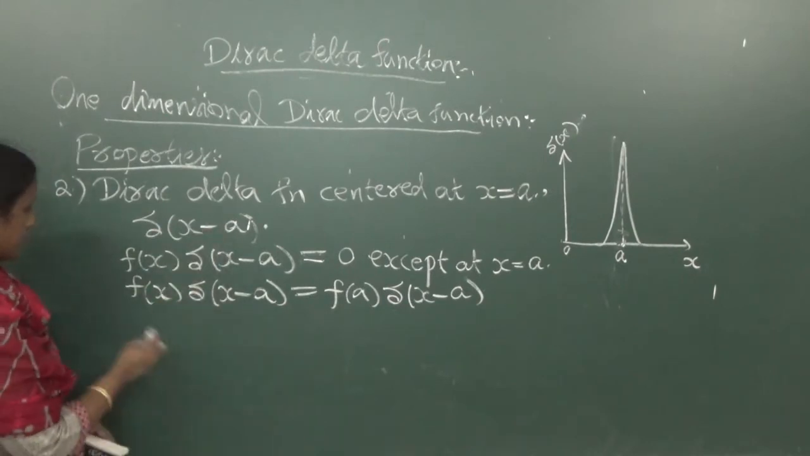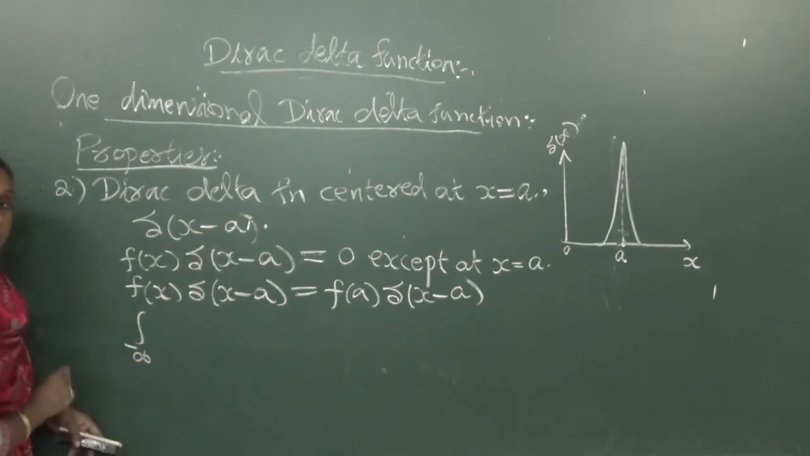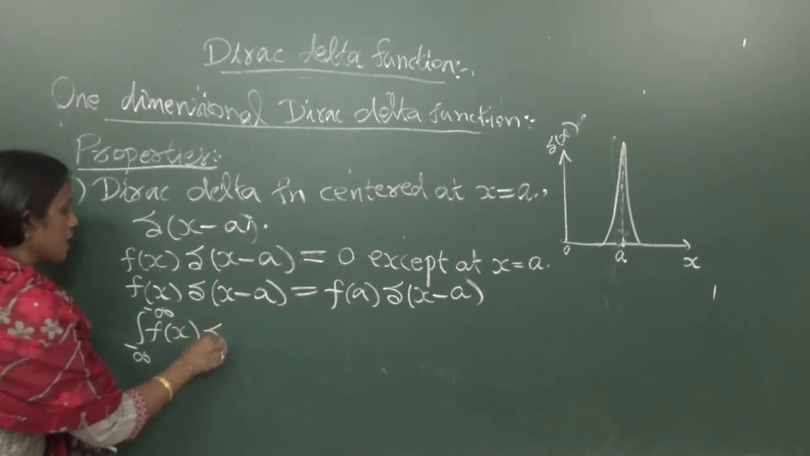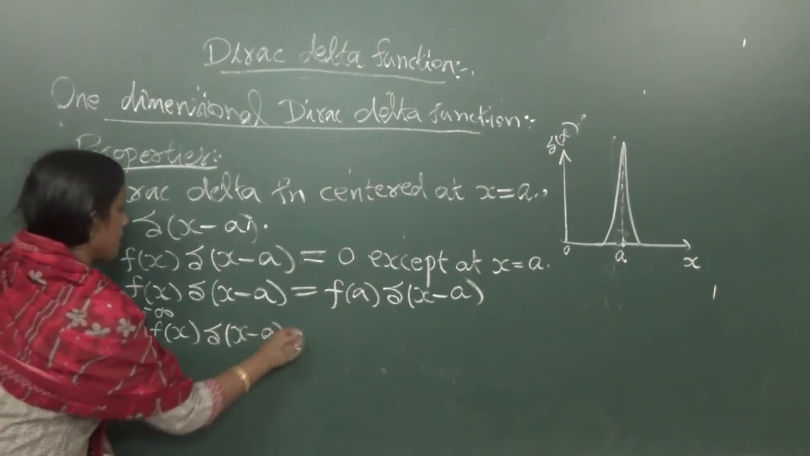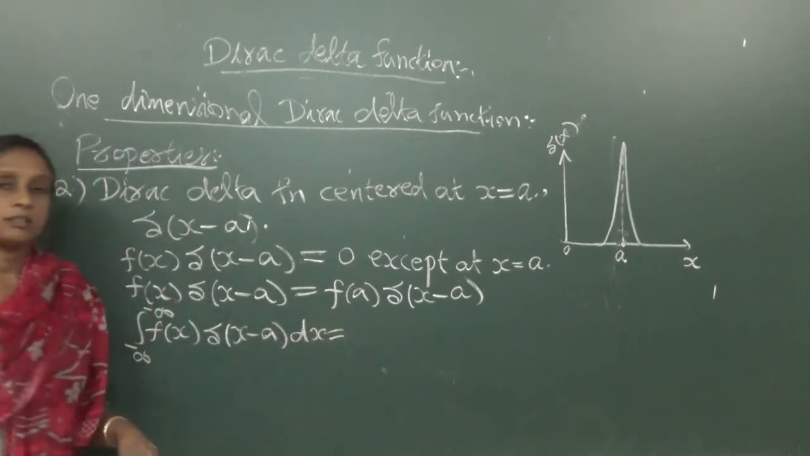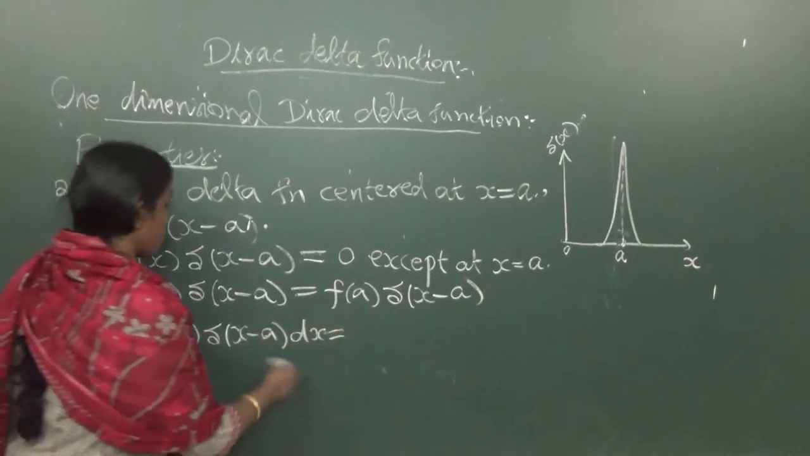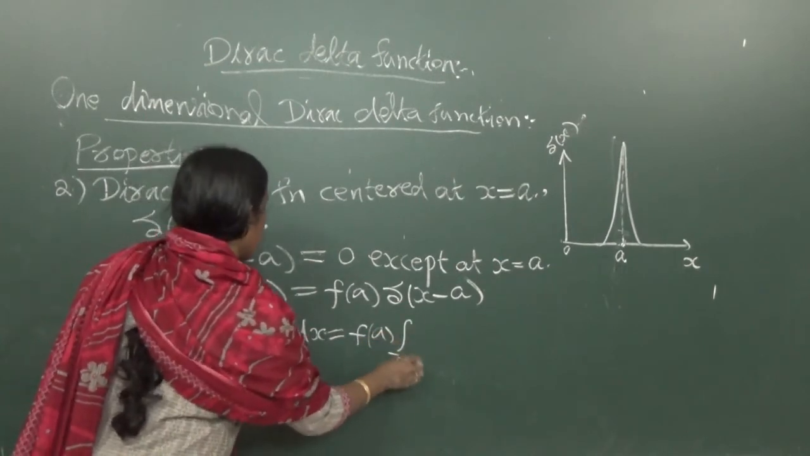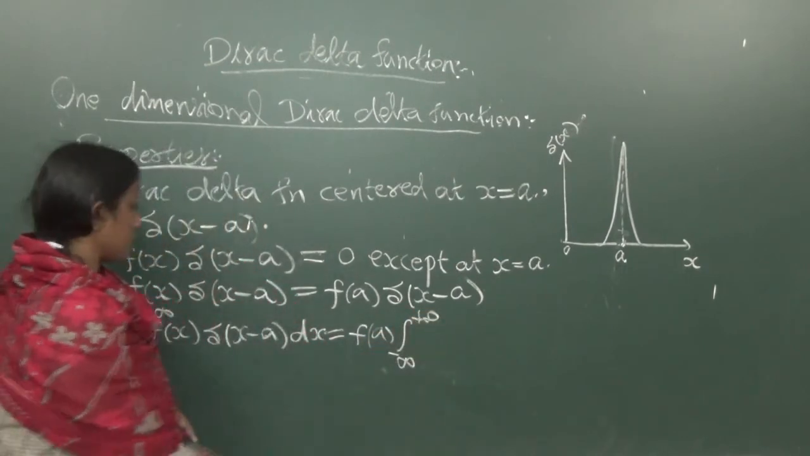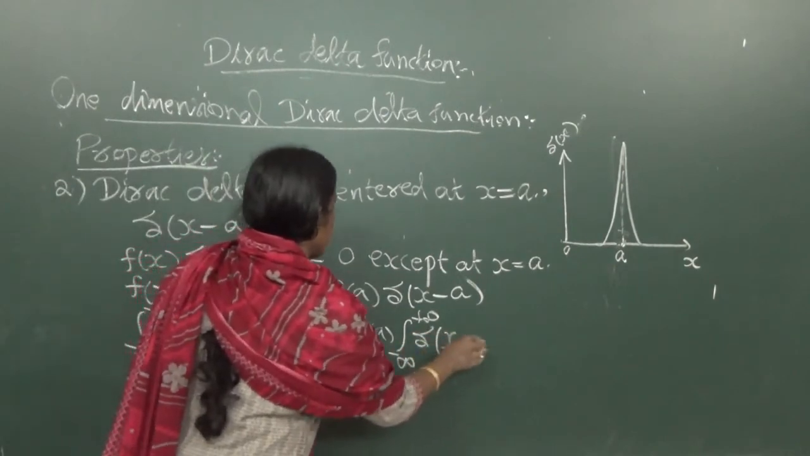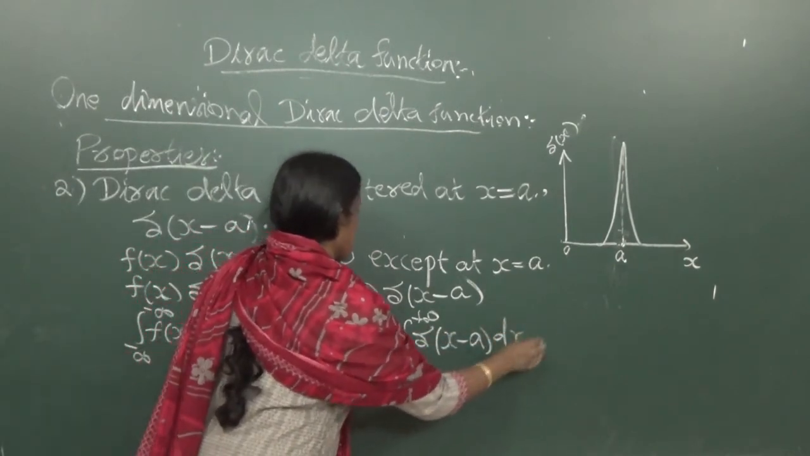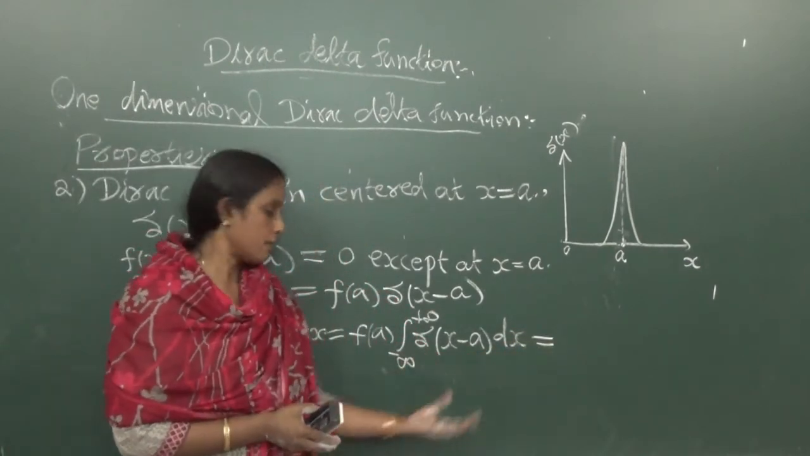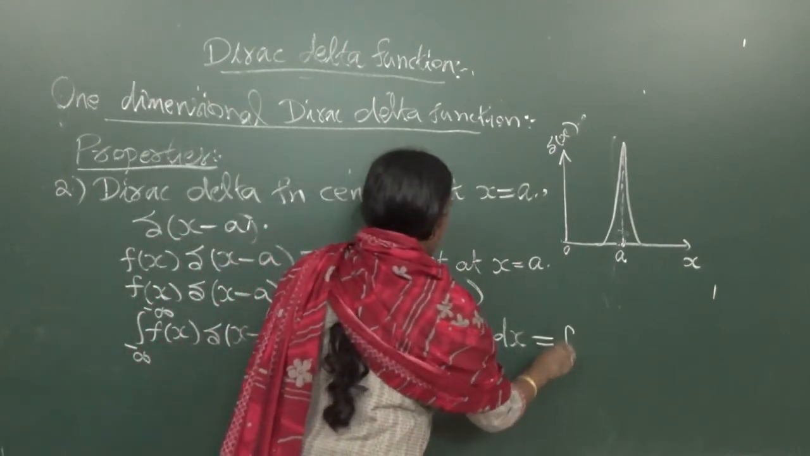Now you can integrate this just as we did earlier. The integral from minus infinity to plus infinity of f of x delta of x minus A dx, substituting for this, equals f of A times the integral from minus infinity to plus infinity of delta of x minus A dx. This integral is always 1, so you get f of A.